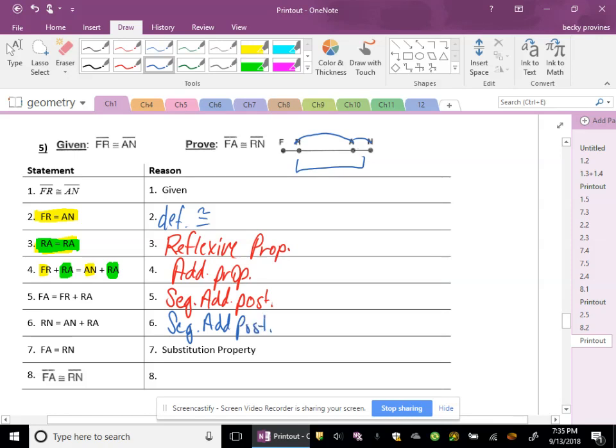Now, I gave you all of step 7, but this is a really cool, like, it all clicks together moment. So, do you see here? All of that is the same. You have FR and RA in step 4 and 5. You have AN and RA in step 4 and 6. So if all of that's equal, then these two are also equal. Now, I kind of think that should be technically transitive.